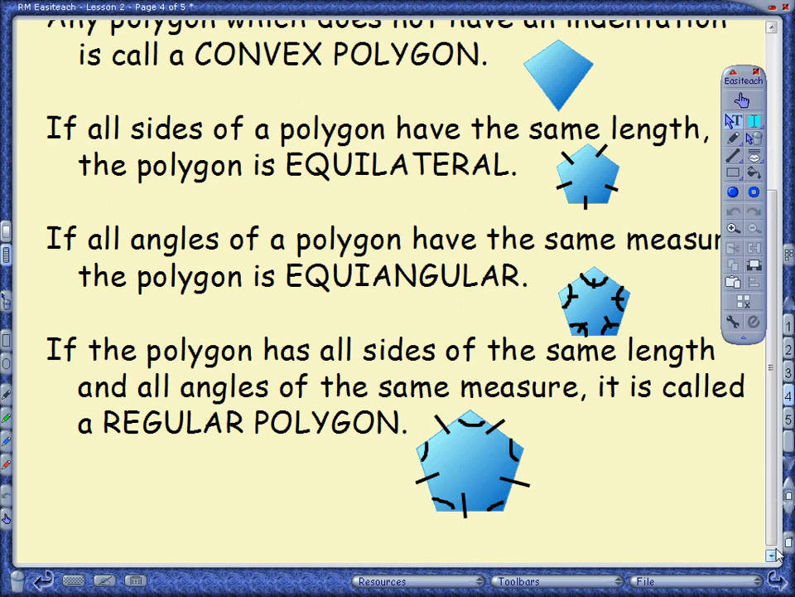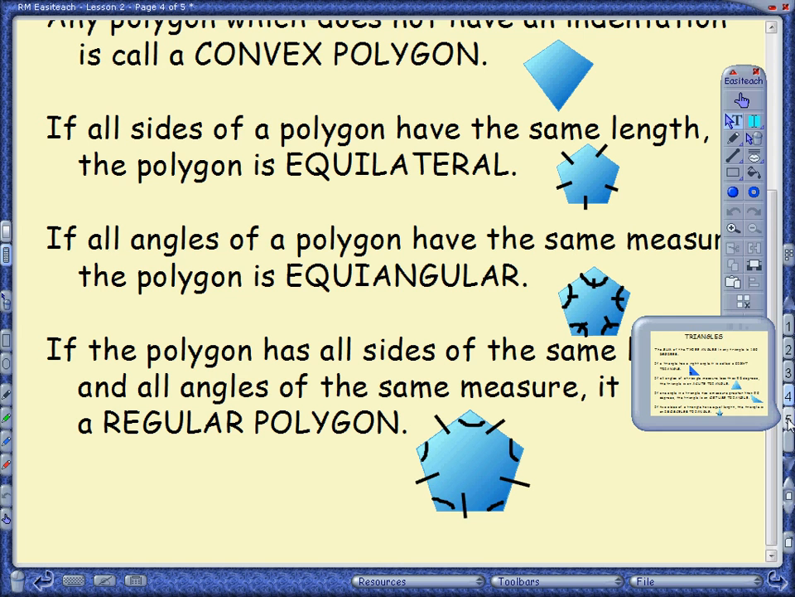The angle mark is the curve, and then a little tick mark showing that every single one has the same exact measure. If the polygon has all sides of the same length, and also all the angles are the same measure, it's called a regular polygon. All of these angles are marked with one curve. That means they're all equal. All of the sides are marked with one tick mark, and that means those sides are all equal as well.